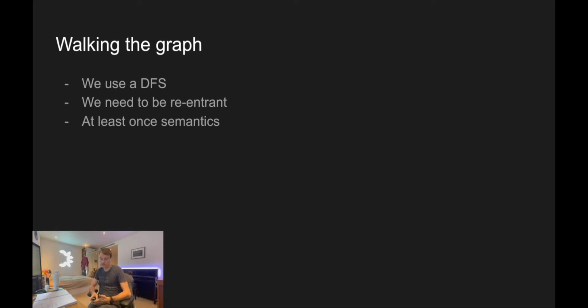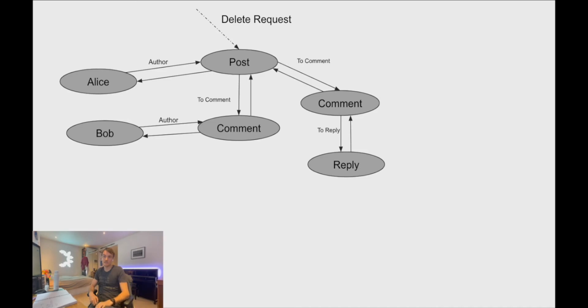And basically, we need to be reentrant, meaning that if our process gets killed in the middle of its run, we need to be able to restart without having lost any data, right? And having everything still accessible to prevent orphan data from happening. And we need at-least-once semantics. Let's take an example graph to see how this happens.